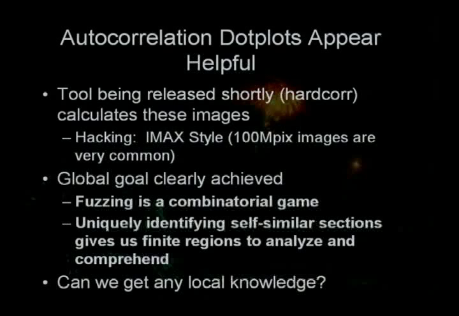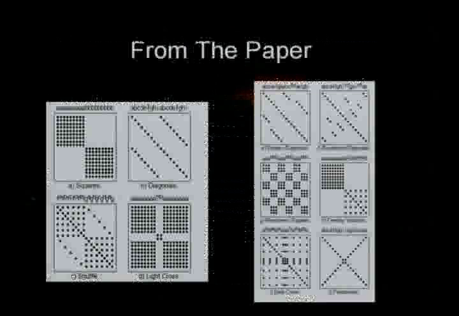The global goal is totally achieved. Fuzzing is a combinatorial game. If you can split the combinations from multiplicative to additive and split out each section individually, you are ahead of the game. You can say, I'm going to do this block, this block, this block, and even if you dumb fuzz that block, and that block, you've at least separated out the problem. Cool. Well, can we get any local knowledge? Is it at all meaningful what particular visual patterns show up?